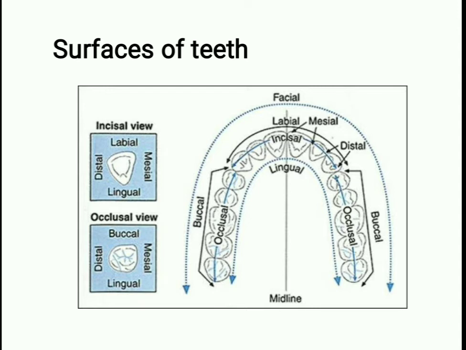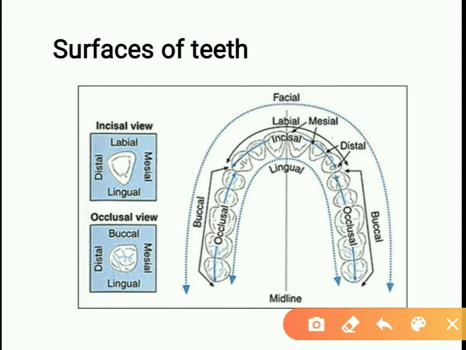So basically there are 4 surfaces of each tooth. This is the incisal view and this is the occlusal view. The incisal view is for anterior teeth, the occlusal view is for posterior teeth. Okay, in case of an incisor tooth, we have 4 surfaces: labial, mesial, lingual and distal.